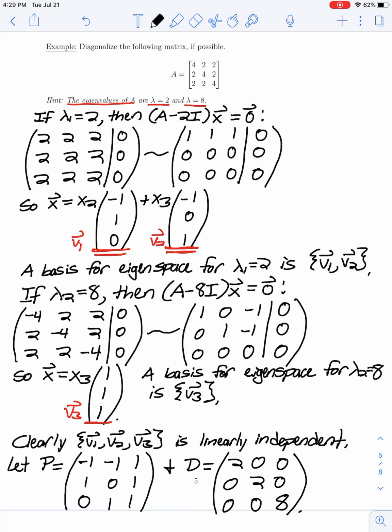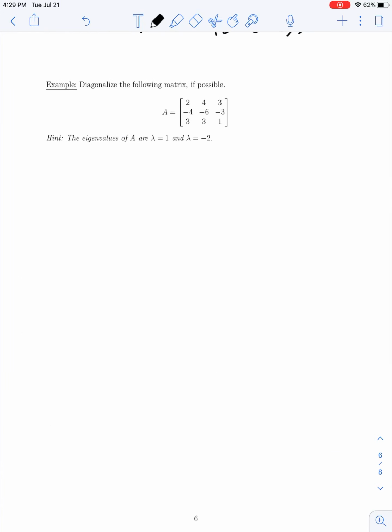And again, we can check that. We want A to equal P D P inverse, which is true if and only if AP is equal to PD. So you can verify that the product of A times P is equal to P times D. Therefore, this is a valid diagonalization of that matrix A. And we could use this to find A to larger powers. So let's look at another one.